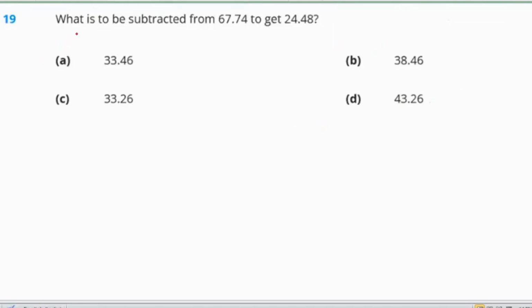Now see what the next question is saying. The next question is saying: what is to be subtracted from 67.74 to get 24.58? So let's understand this question. This is the same as if I'm asking what I need to subtract from 10 so I can get 8. What will you say? You will all say, ma'am, we need to subtract 2 only. Correct? How do we know? We do 10 minus 8 and we get 2. So that will be our answer.